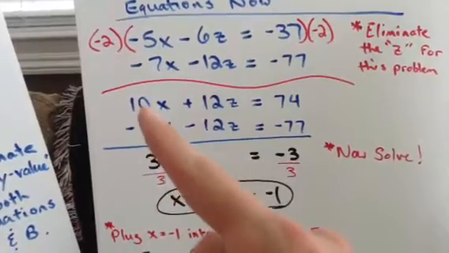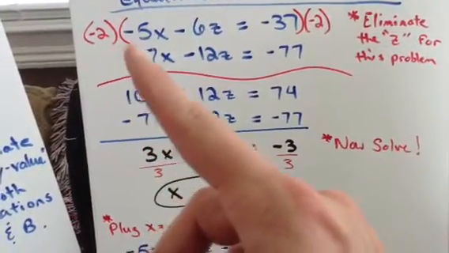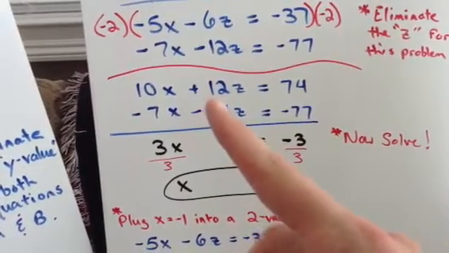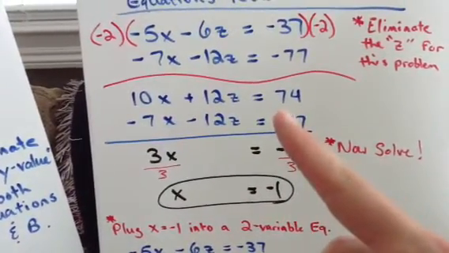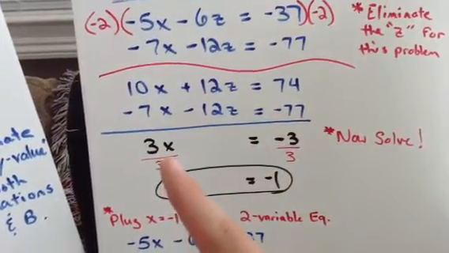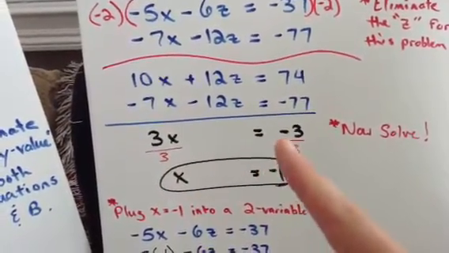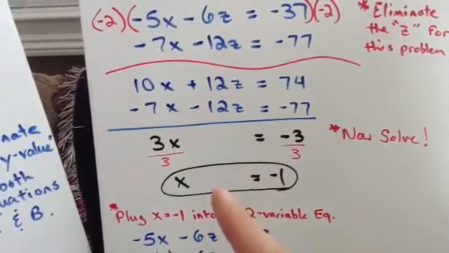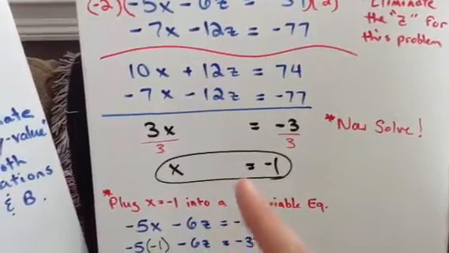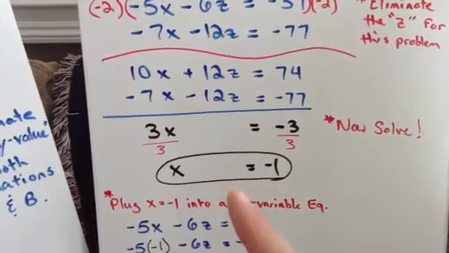So this is the result of right above there, negative 2 times negative 5. This is negative 2 times negative 6. And this is negative 37 times negative 2. I combine these two right here, and I get 3x equals negative 3. Notice I can solve for x now. There's my first answer. I'm on my way. I have two more variables to get, and it starts getting a little faster here.